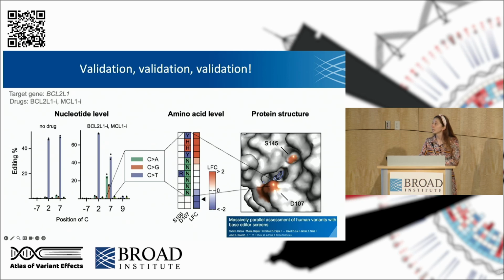And last but not least, after every screen, it is important to perform a validation of the guides in an arrayed manner and assess the exact editing which occurred on the genomic DNA level. This present slide illustrates the guide that was used for the targeting of the BCL2-like-1 gene, and it grants the resistance to small molecule inhibitor treatments. So if we assess the gDNA level editing without a drug, we see an expected C to T editing within an editing window of the guide RNA.